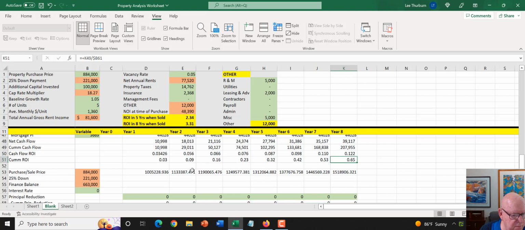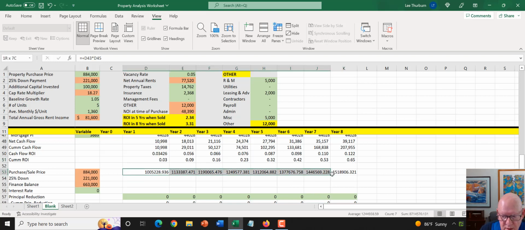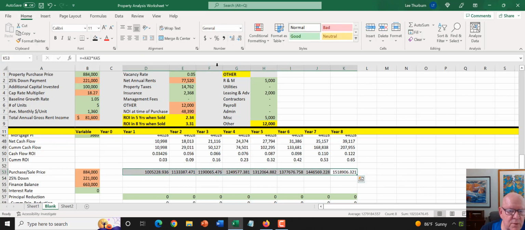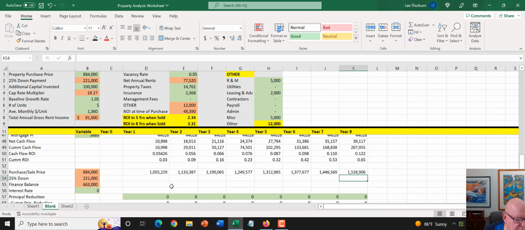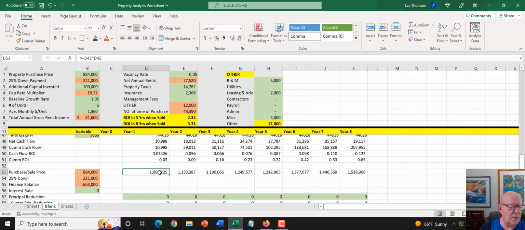Okay, so now the next thing that we want to do is determine, I'm going to go ahead and get rid of the decimals. So I'm going to come back up here to home, put in commas and then get rid of the decimals. So what we're doing now is calculating the purchase price in the future based upon the income multiplier, okay, the cap rate multiplier.